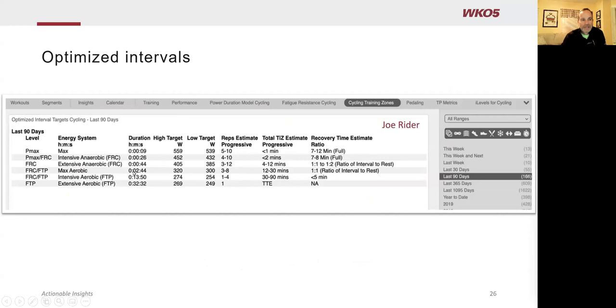Joe Ryder here, his perfect interval lasts for 2 minutes and 44 seconds and is 320 to 300 watts. You probably reverse that, right? Say 300, 320. So you have a pretty tight range, 20 watts as the target, but you have a precise time, 2 minutes and 44 seconds, which is actually a little shorter than what you typically see in the classic chart. And the reality is that is the key strain point for this athlete.